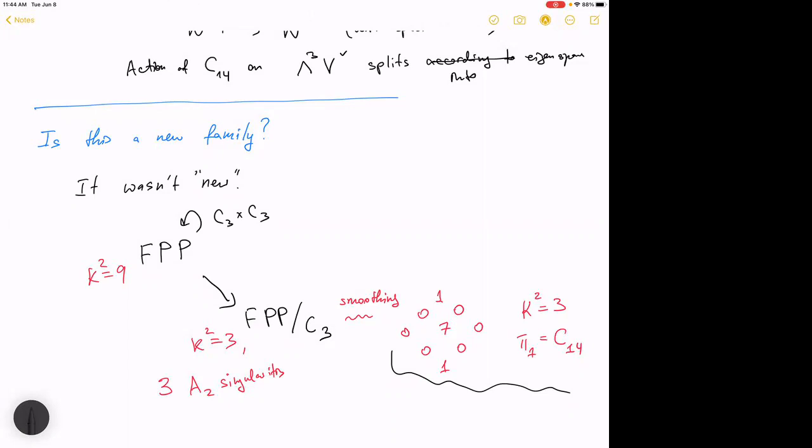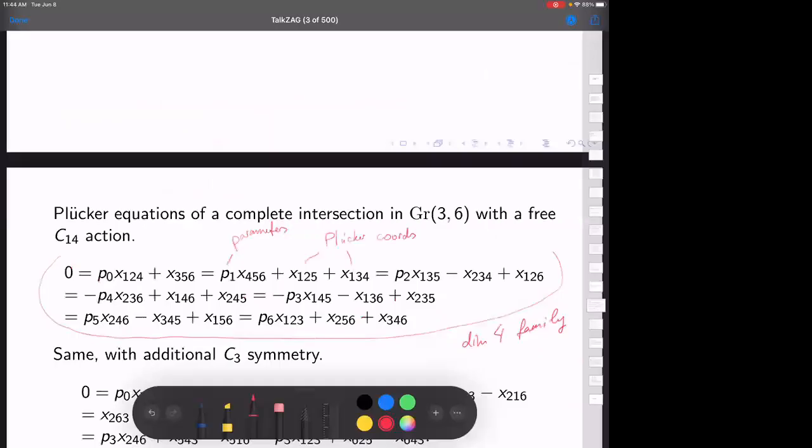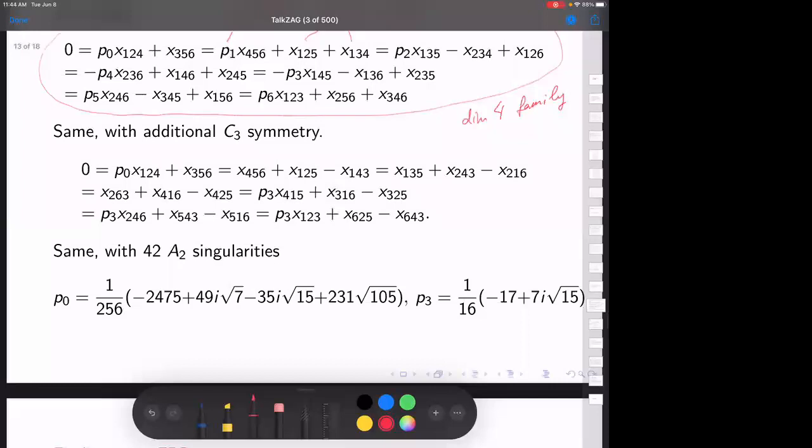It has an additional C3 symmetry, which made some guesses. So you guessed that the C3 symmetry corresponds to this cyclic permutation of the variables, you know, in Z7 star: 1, 2, 4, and back to 1. And you make this assumption, and then you look at the surfaces with additional C3 symmetry. And then obviously computer work, trying to find for which parameters you get 42 A2 singularities. So 42 is because there is a C3 symmetry, but there is also a C14 symmetry.